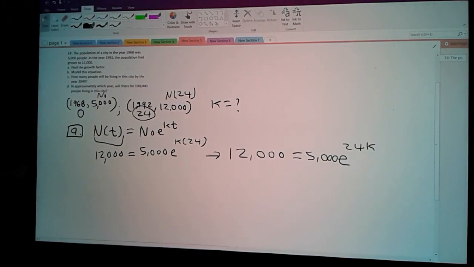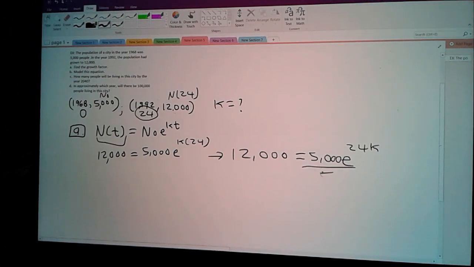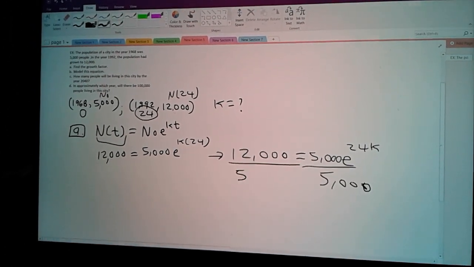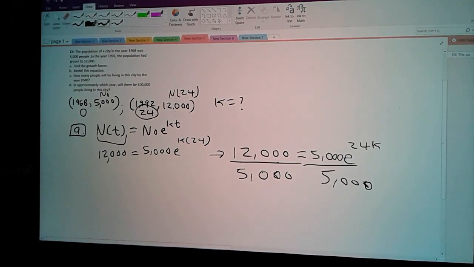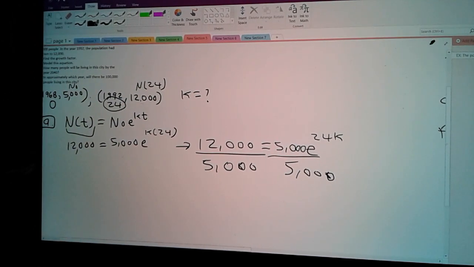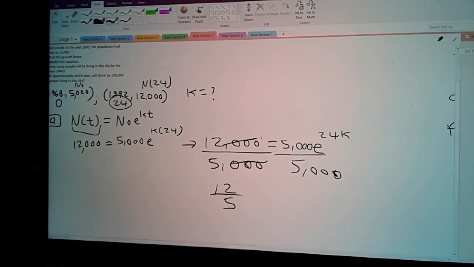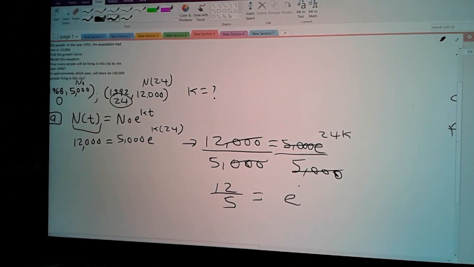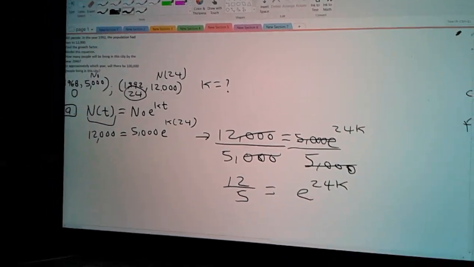Okay, so this is what I want to solve. So if I divide both sides by 5,000, then it's not there anymore on the right side. But if I do it on the right side, I have to do it on the left side too. So if I divide 12,000 by 5,000, I get 12 over 5 as a fraction in lowest terms. And all I have left on the right side is e to the 24k. The 5,000s cancel out.